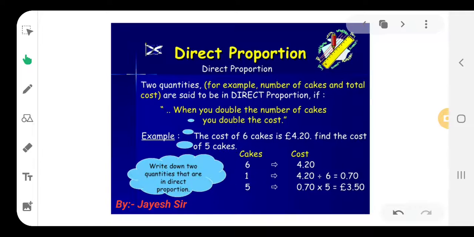Now an example based on that: the cost of 6 cakes is euro 4.20. Find the cost of 5 cakes. The 6 cake price is given to us, that is 4.20. We want to find for 5. First we need to find for 1, the basic method you use in smaller grades, and in higher grades you can directly cross multiply and find also. But here we can find like this also. 4.20 divided by 6 will result in the cost of 1 cake as 0.70. We need to find for 5. So 5 into 0.70 will result in euro 3.50.